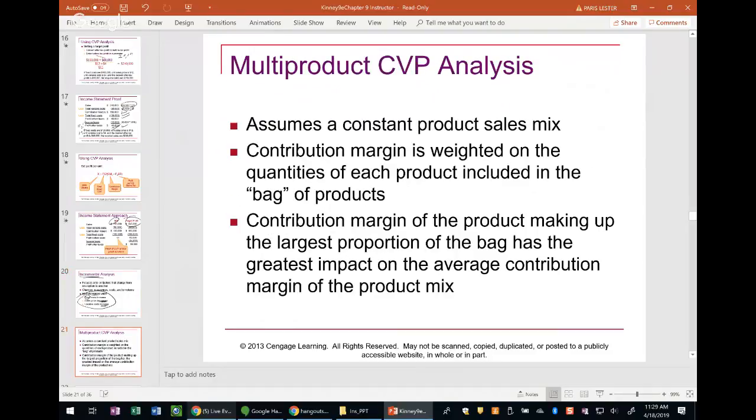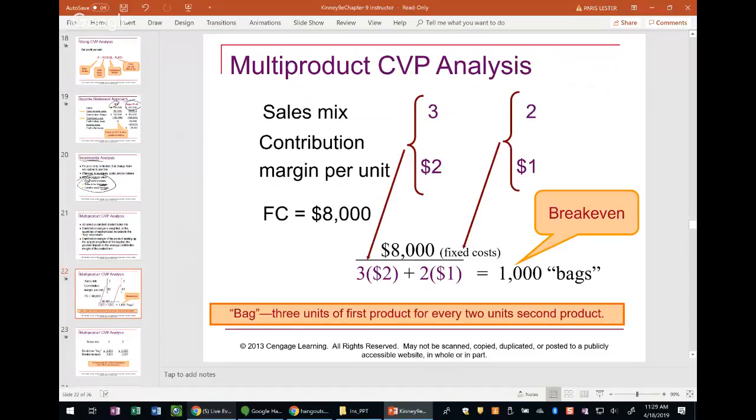Multiple product, we looked at that a bit the other day. We got a sales price. We got contribution margin per unit. That means variable costs would have had to been 2. And variable costs would have had to been 1. So now we got our contribution margin per unit. Okay, your fixed cost is 8,000 total.